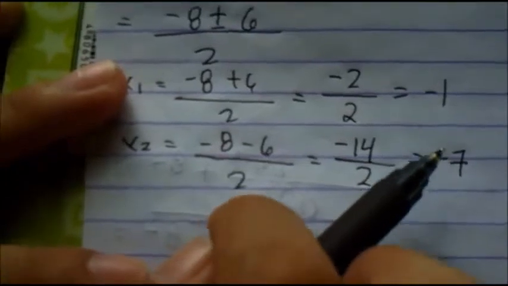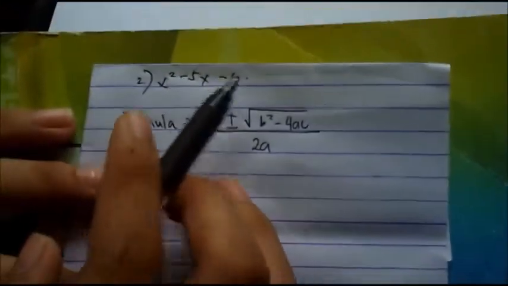That is our example number 1. The answers are negative 1 and negative 7. Second example for quadratic function. The given equation is x squared minus 5x minus 6.